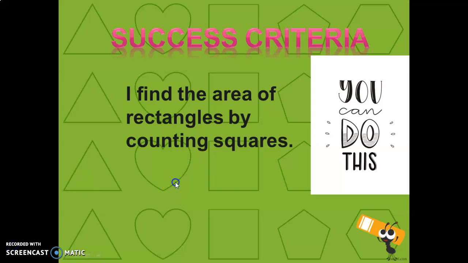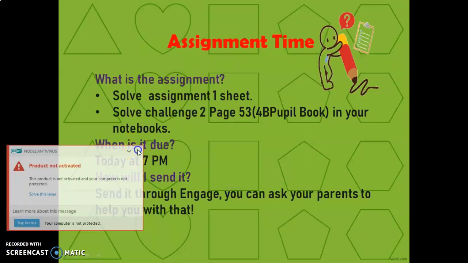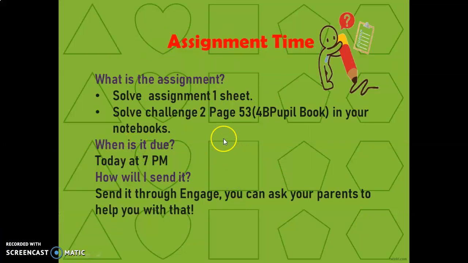Now let's see if you can solve your assignments. Your assignment is to solve the sheet that you have in the folder under the name Assignment 1, and then you need to solve Challenge 2, page 53 in your notebooks. When is it due? Today at 7, and you know how to send it.